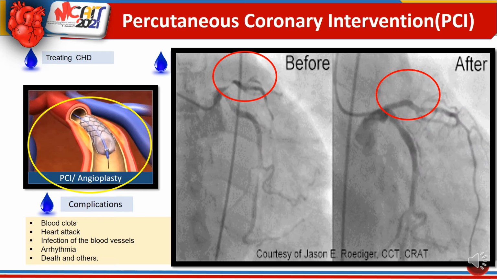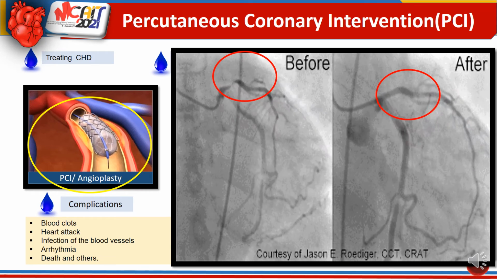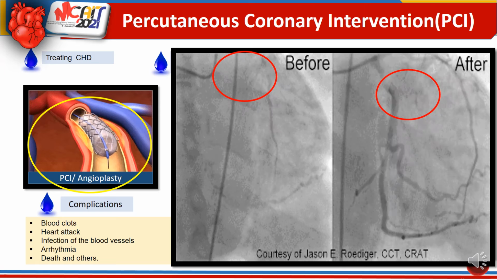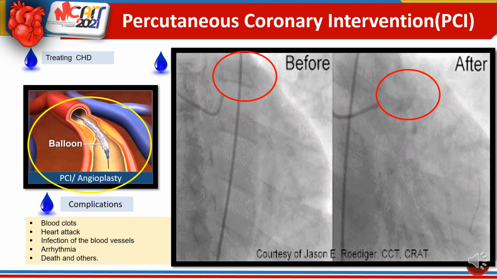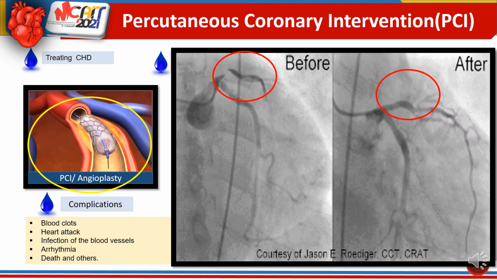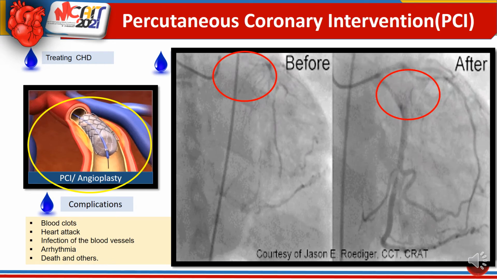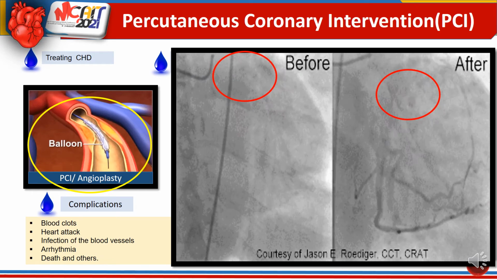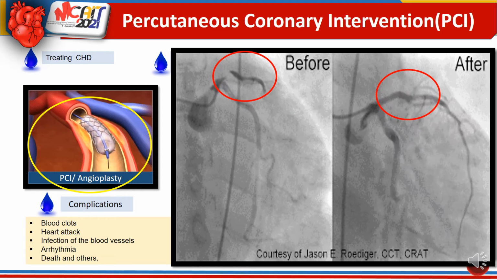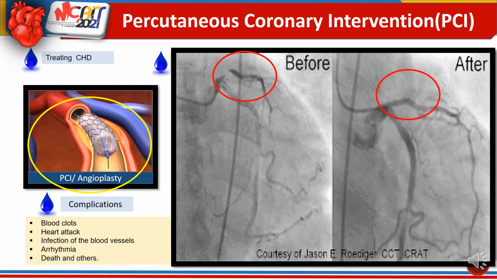Then a stent balloon is inserted through a fine wire and expanded to widen the clogged artery. Perfect blood flow after PCI is performed. PCI has the same procedural complications as other surgeries, such as blood clots, infection, heart attack, arrhythmia, death, and others.